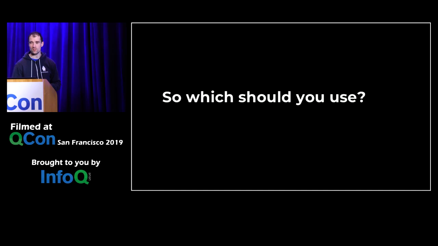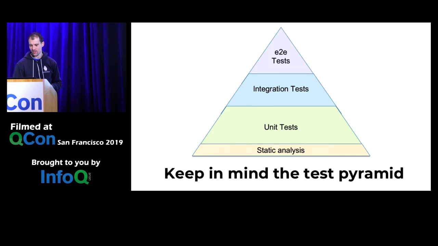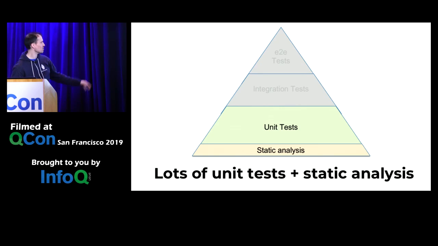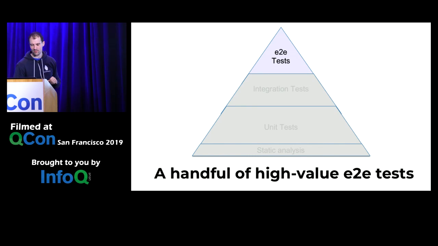So which ones should you use? The correct answer is, of course, all of them. They all catch different types of bugs, and you're going to use them roughly in this proportion. That's actually why it's a pyramid. You want a whole bunch of unit tests and static analysis, to catch as many bugs as you can at that layer, then a smaller number of integration tests, and a very small number of high-value end-to-end tests.